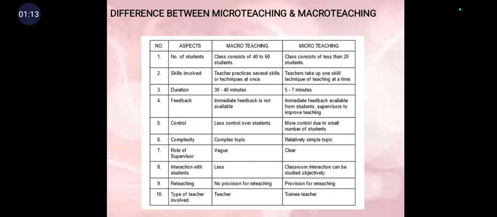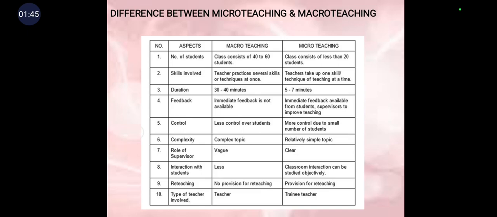Difference between micro-teaching and macro-teaching. Aspects: number of students. Macro-teaching class consists of 40 to 60 students. Micro-teaching class consists of less than 20 students. Skills involved: in macro-teaching, the teacher practices several skills or techniques at once. In micro-teaching, teachers take up one skill or technique of teaching at a time. Duration: 30 to 40 minutes versus 5 to 7 minutes.